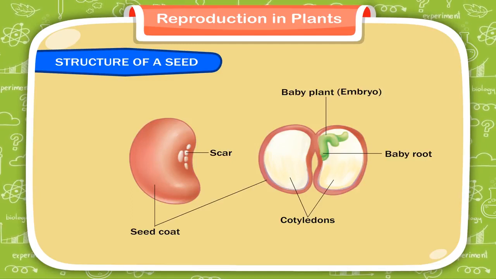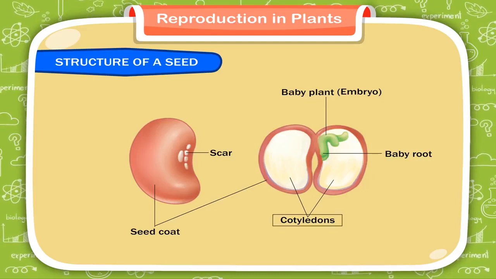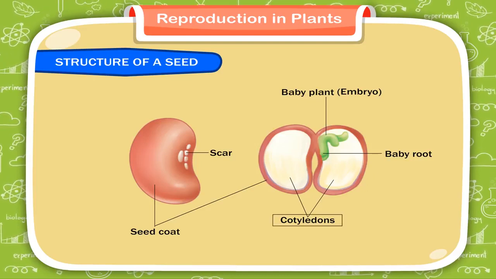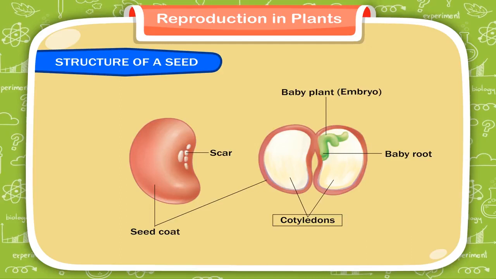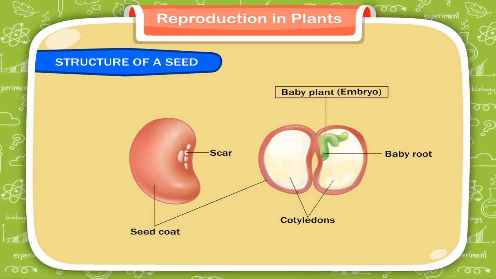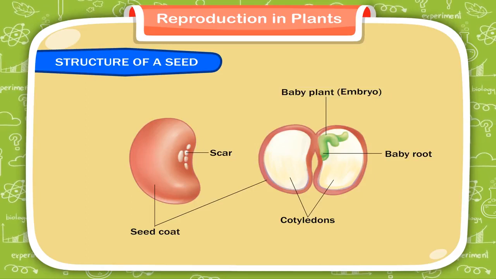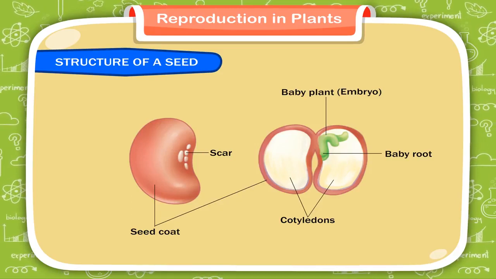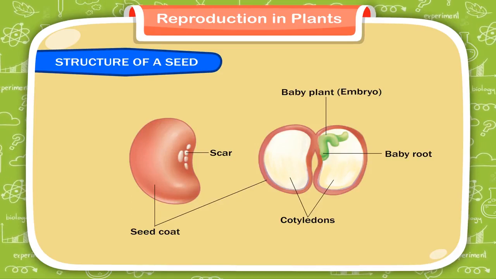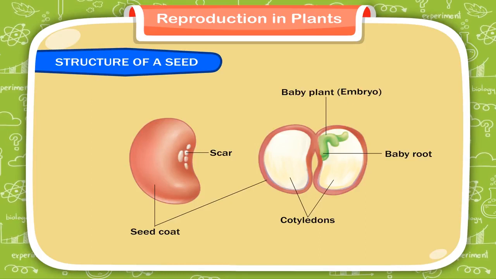Inside the seed coat, a seed has seed leaves. These leaves are known as cotyledons. These leaves cover the baby plant between them. The baby plant inside the leaves is known as embryo. The leaves of the seed have food stored in them, and the baby plant uses this food to grow till it has leaves and can make its own food.